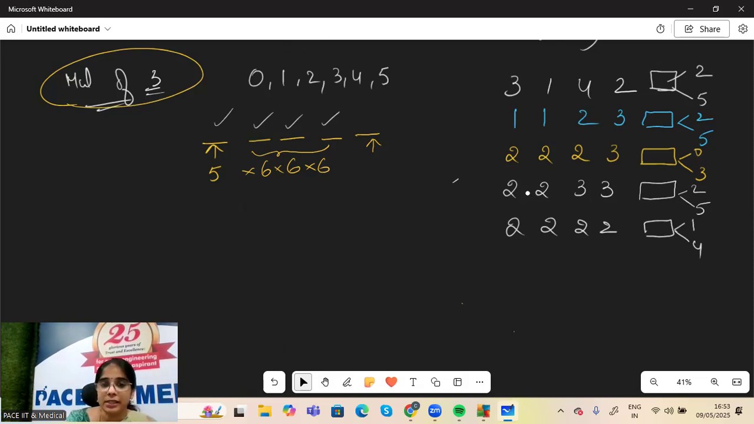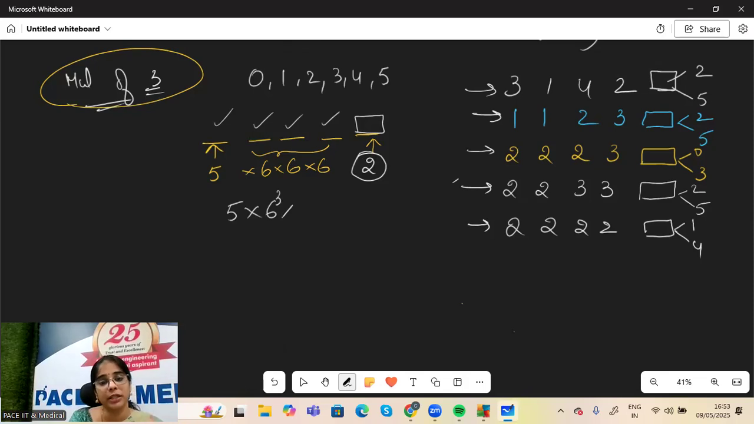You found that this last box has got only two options. You have tried all the possibilities. Here you tried all distinct. Here you tried two alike, two distinct. Here three alike, one distinct. Here two alike, two distinct. And here all alike. So each and every possibility is what you checked. You ended up with the last place having only two options in all the cases, right? So my final answer will be 5 into 6 cube into 2. The final answer I am not writing. You please do it. Clear?